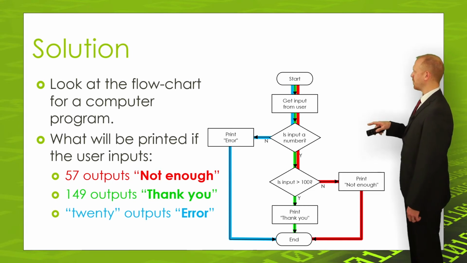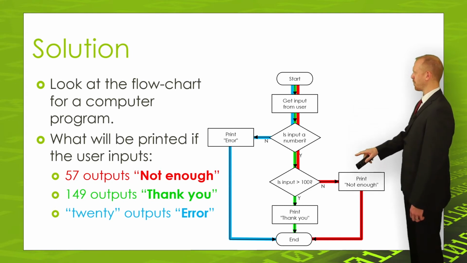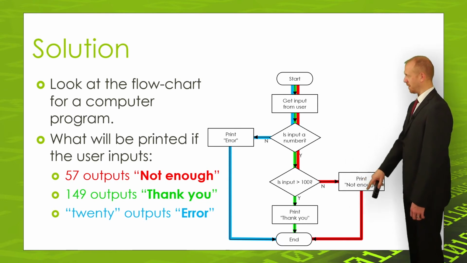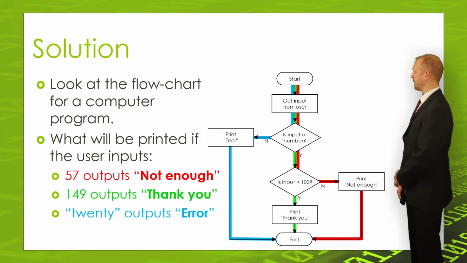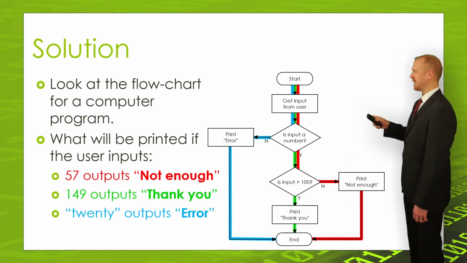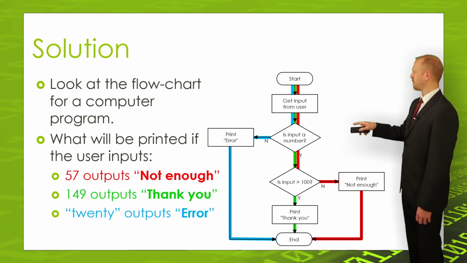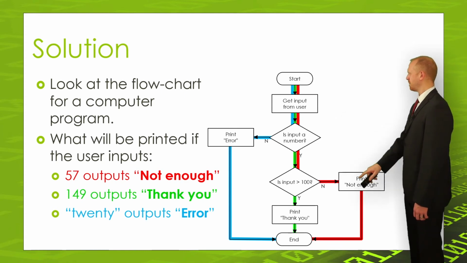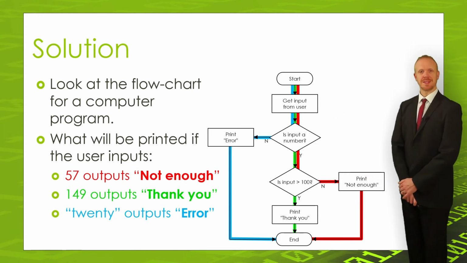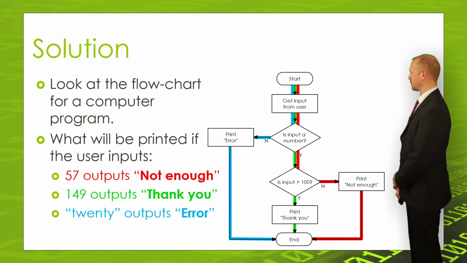When 149 is input, we follow down to is the input a number? Yes, it is. So we follow the Y path. Is the number greater than 100? Yes, it still is. So we follow the Y path again. It prints thank you and ends. So thank you is output. And when we input 20 as a word, we get, is the input a number? No, it's not. It's a word. So we follow the N line through to print the error and then through to the end. So error is the output. Hopefully you got those three.